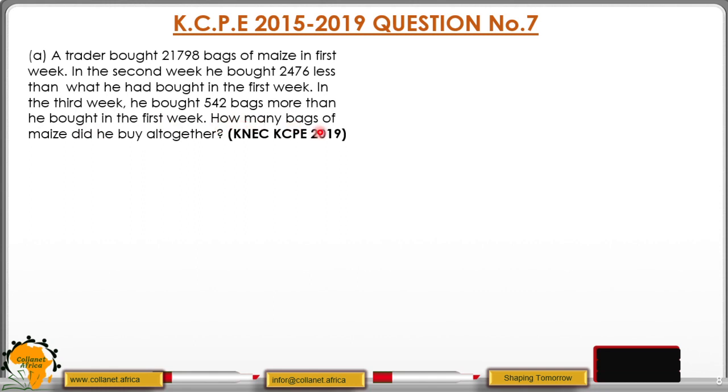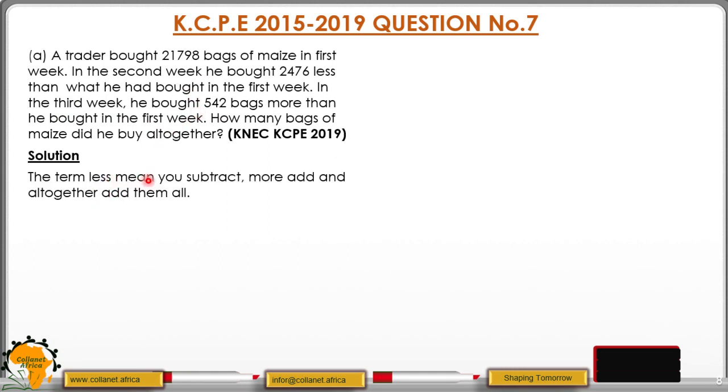Okay, how many bags of maize did he buy altogether? So altogether means all of them, so you need to add for the three weeks. So the first week, then the second week, and then the third week. So how do you compute this? This was tested in KCPE 2019. So understand the words and terminology used in word problems. Solution: the term less means you subtract, more means add, and altogether means add them all.